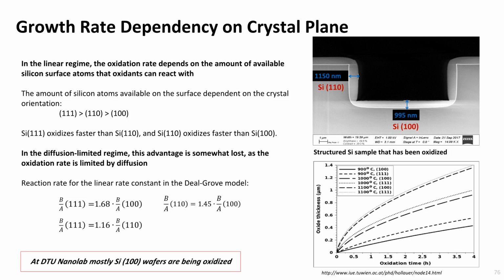In the diffusion limited regime, this phenomenon can be almost neglected, as the time the oxidants need to diffuse to available silicon atoms is longer than the actual reaction time. The Deal-Grove model describes the oxidation growth on the <100> crystal plane. For the other crystal planes, the linear growth rate constant needs to be multiplied by 1.68 for the <111> crystal plane, and by 1.45 for the <110> crystal plane.